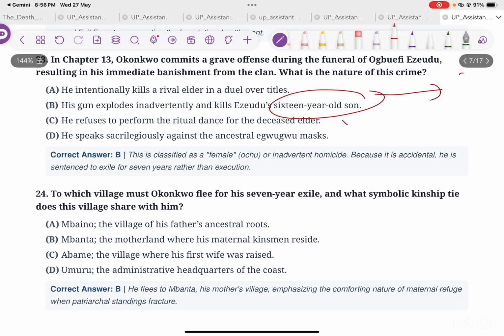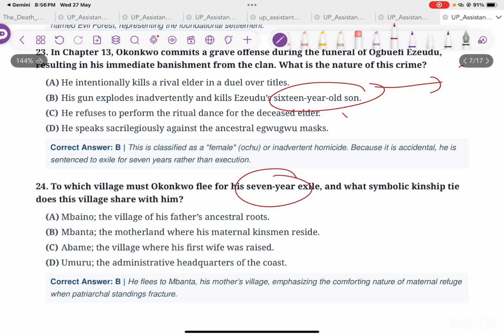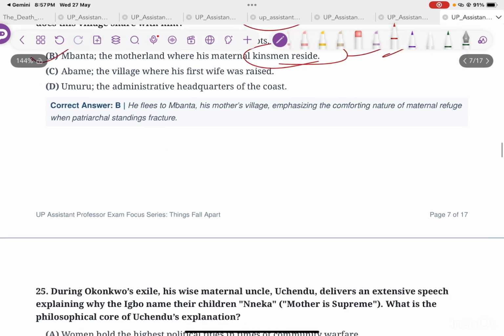To which village must Okonkwo flee for a 7-year exile, and what symbolic kinship tie does the village share with him? You remember this, 7 years of exile. It's the motherland, where his maternal kinsmen reside. Why nani ka ghar, what I was telling you.